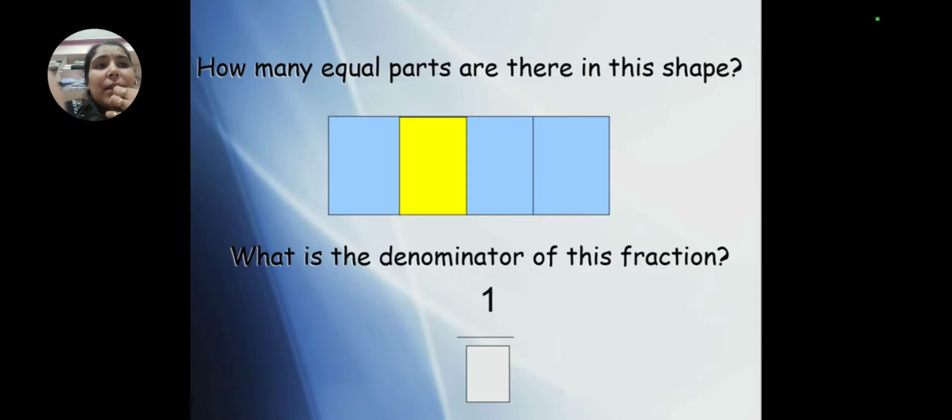How many equal parts are there in this shape? You can see there are 4 equal rectangles and one is shaded yellow. So what is the fraction? It is 1 by 4. Why 1? Because one is shaded yellow. Now let us move on to the next one.